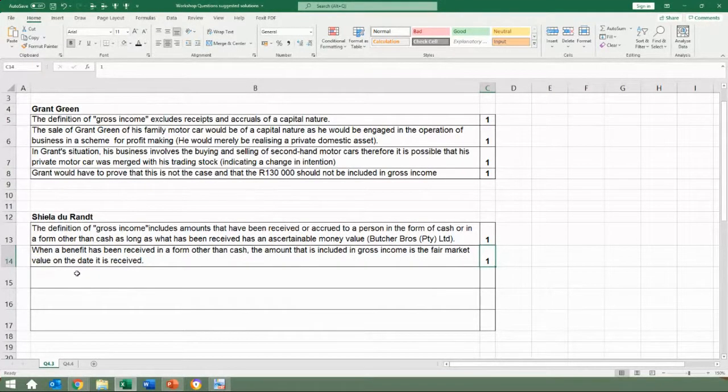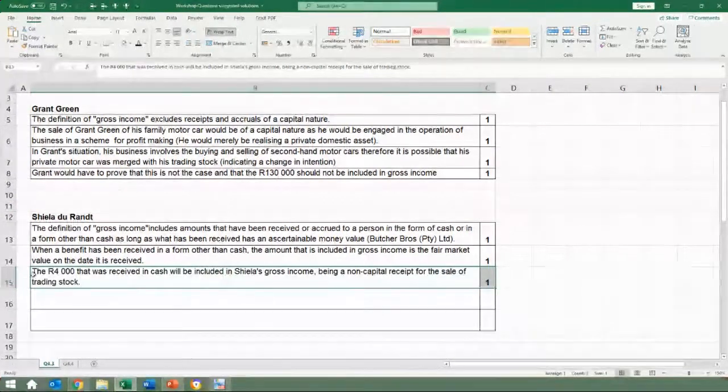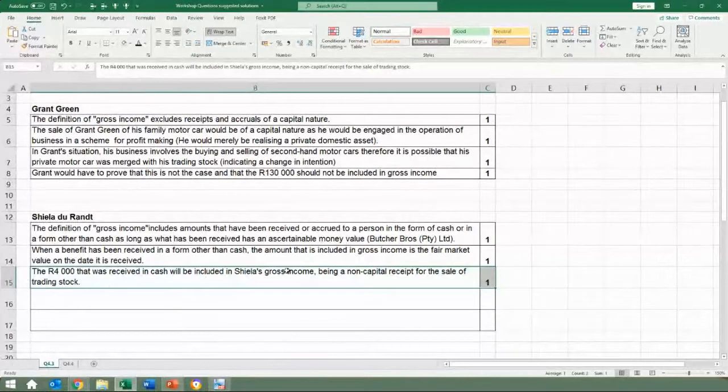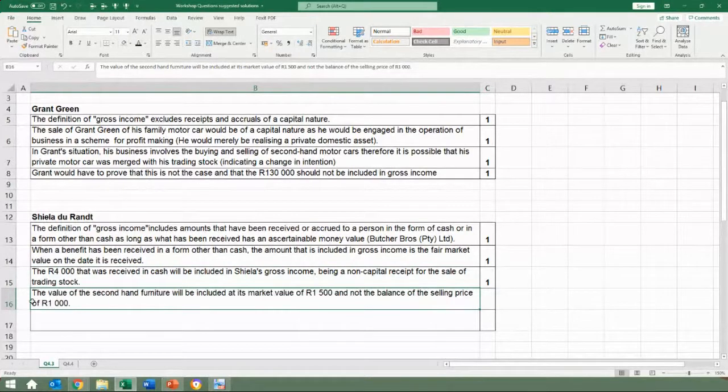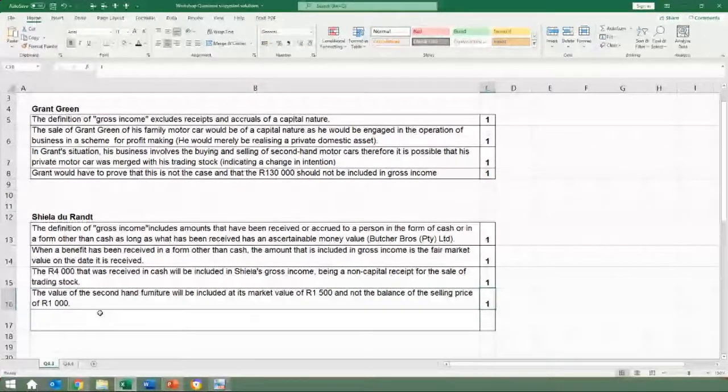Now, because we sold it subsequently, very close to that date, that would indicate that the market value of that asset was actually the 1,500. So you first start with the 4,000 was received in cash as included, and it's not a non-capital receipt as it is trading stock. Then the 1,500 is the market value of your furniture and not the balance of 1,000 Rand. But if you stated you include the market value of 1,500, we would have given you the mark for that, even if you did not state the selling price.